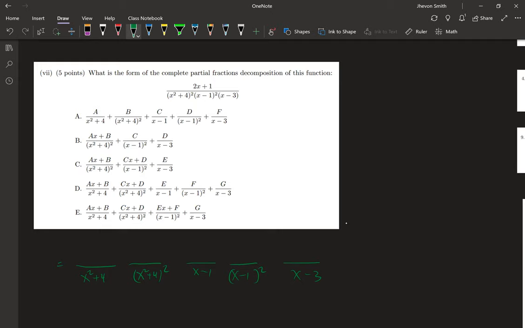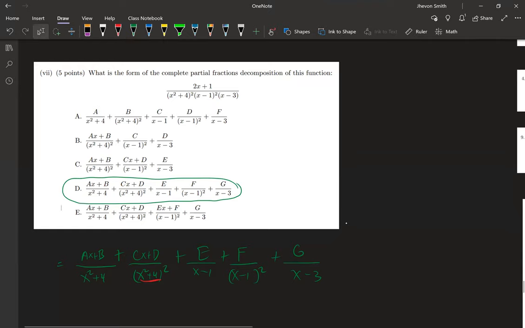Now, the guys that go on top, remember, they are 1 degree less than the factor in the bottom. So in this case, this is ax plus b. This would be cx plus d, because again, it's following the inside factor. This will just be e, f, g. So it should look something like that. They might order things in a different order, but in your head, that's how things should kind of break out. And so that leaves you with D here. D fits that mold in pretty much the exact order that I wrote it down. I wasn't even looking at the answer choices when I did this. So yeah, that's D. That's the process of partial fractions in a very quick nutshell.